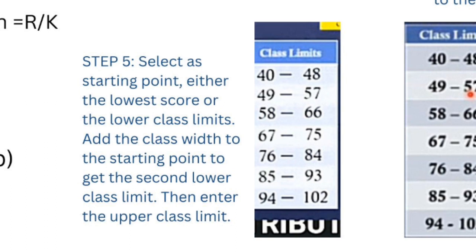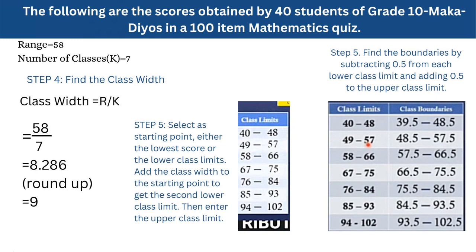As we have gained the result of the number of classes, which is 7, we just need to add it to the lower class limit to get our upper class limit. So 40 plus 7 is 48.